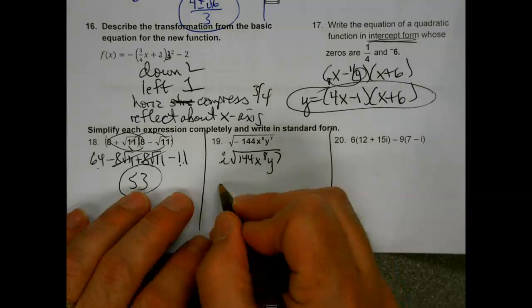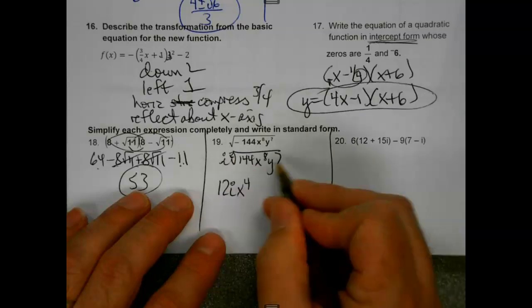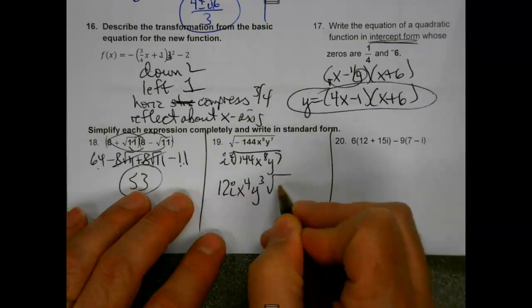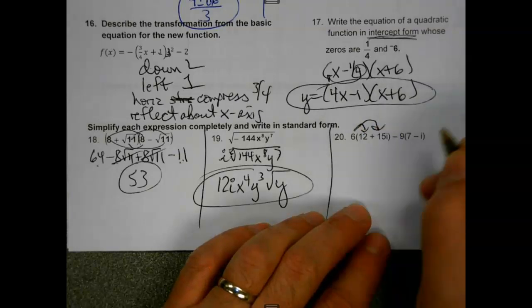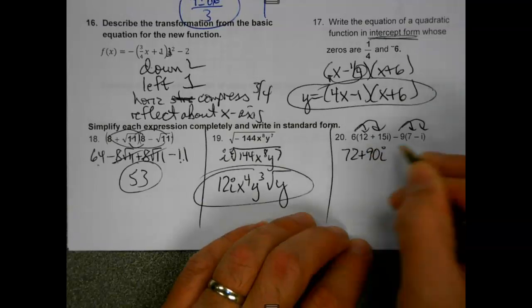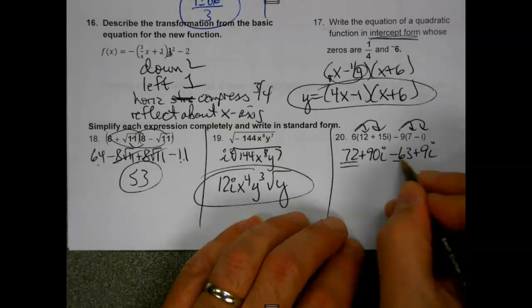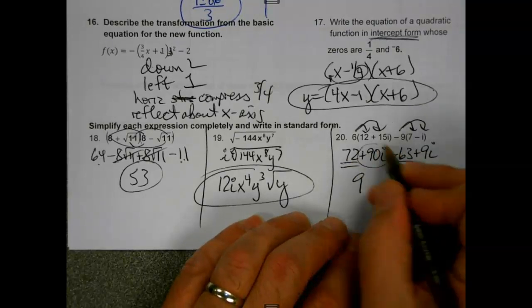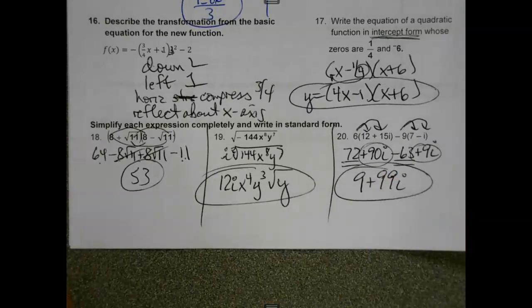So 12's coming out here with i. 2 goes into 8 4 times. 2 goes into 7 3 times. So 1 left over. Leftover stays under the radical. And to wrap it up for part numero uno, a little bit of distributing. Watch those signs. We're looking for standard form here, which is real part first, imaginary part second. That will be a wrap for part 1.